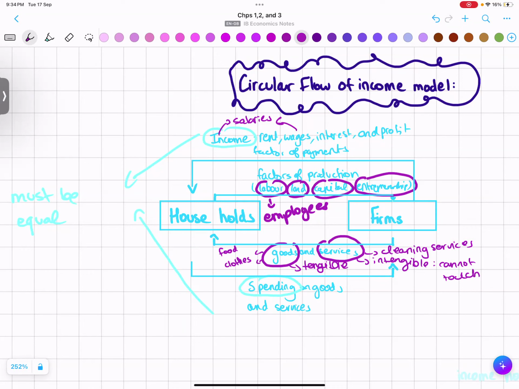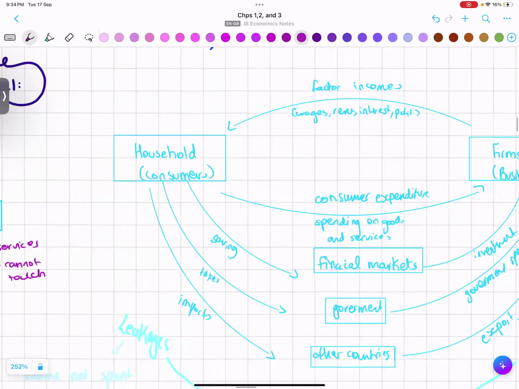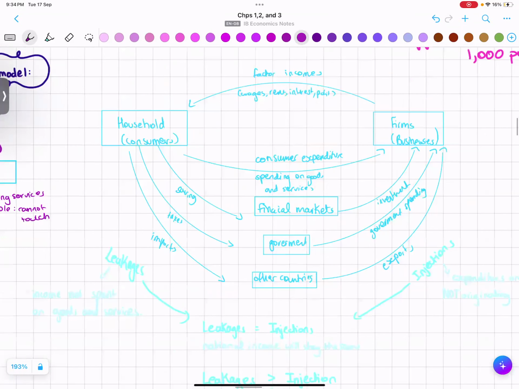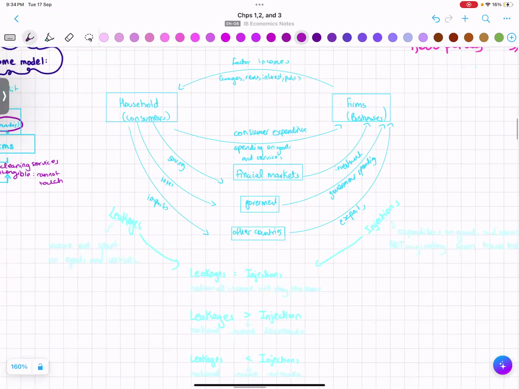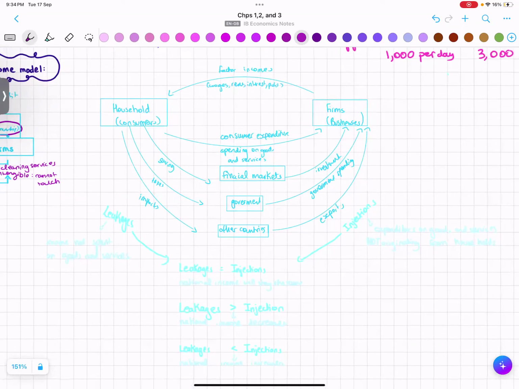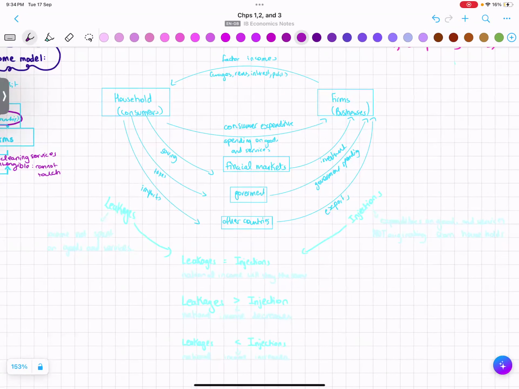And that's really it. So now you have a slightly bigger concept, which is the bigger circular flow of income, which is what I like to use. This is a better one, so this is what you should basically draw. We mentioned that households give firms consumer expenditure, like they basically spend. Okay, so this is spending, right? And then they spend on goods and services.